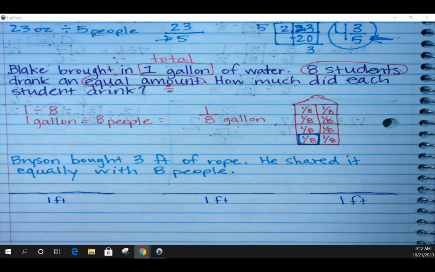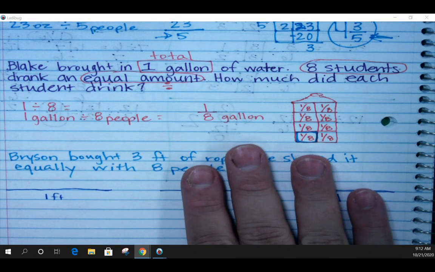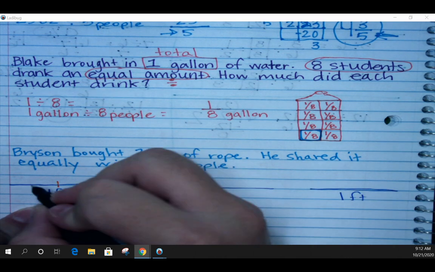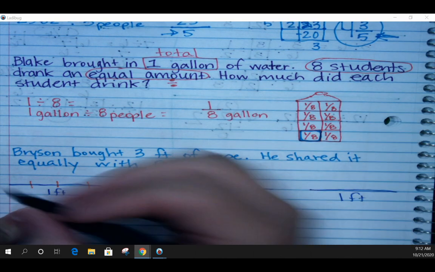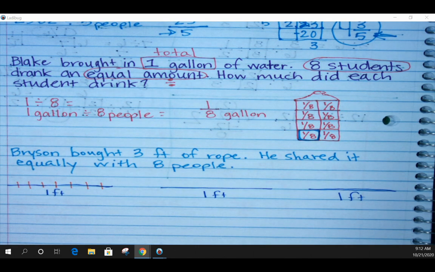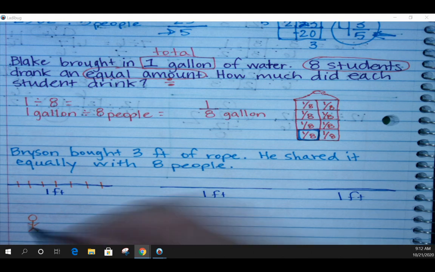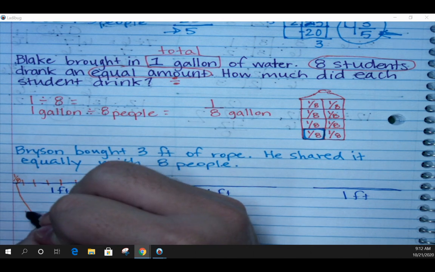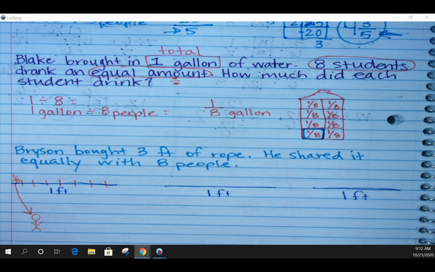If I only had 1 foot of rope and I had to share it with 8 people, how many pieces would I have to cut this into? 8. I would have to cut this into 8s. So cut it in half. Cut the halves in half. That makes 4ths. And then cut the 4ths in halves, and that makes 8s. So just say here's person 1. Person 1 gets 1/8 out of 1 foot of rope.